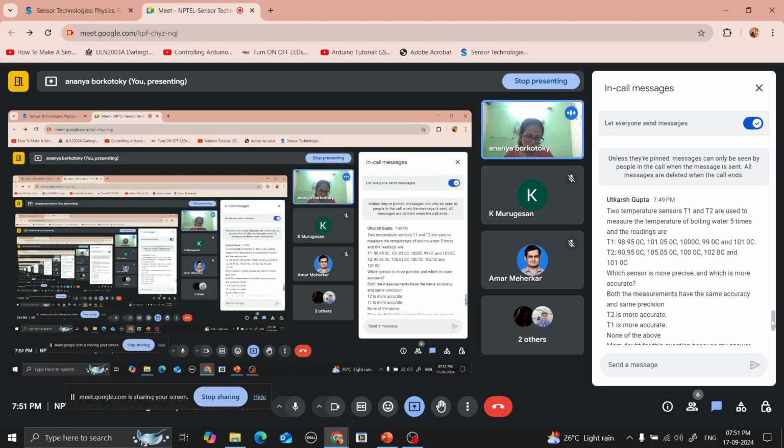T1, that is 1000 degrees Celsius or 100? I think this should be 100, right? Otherwise it is a very bad sensor.